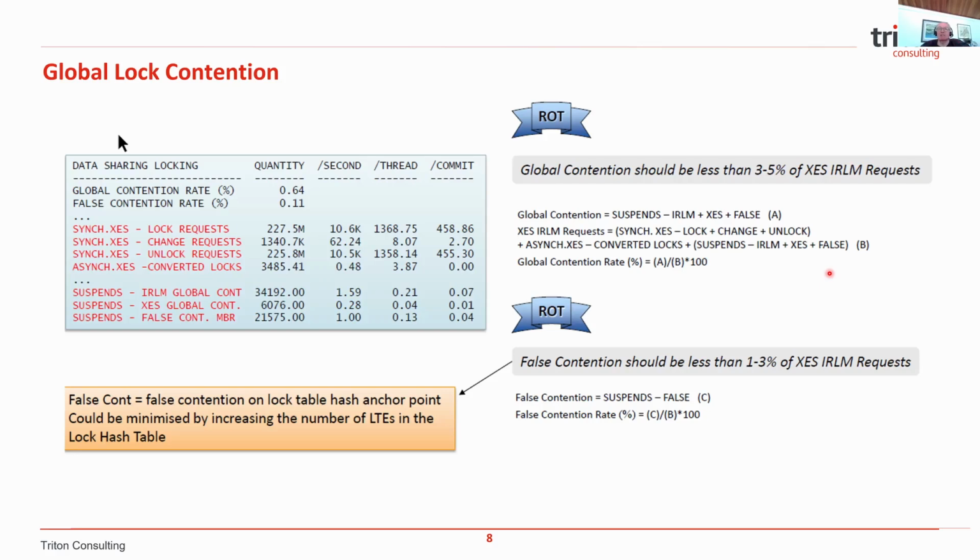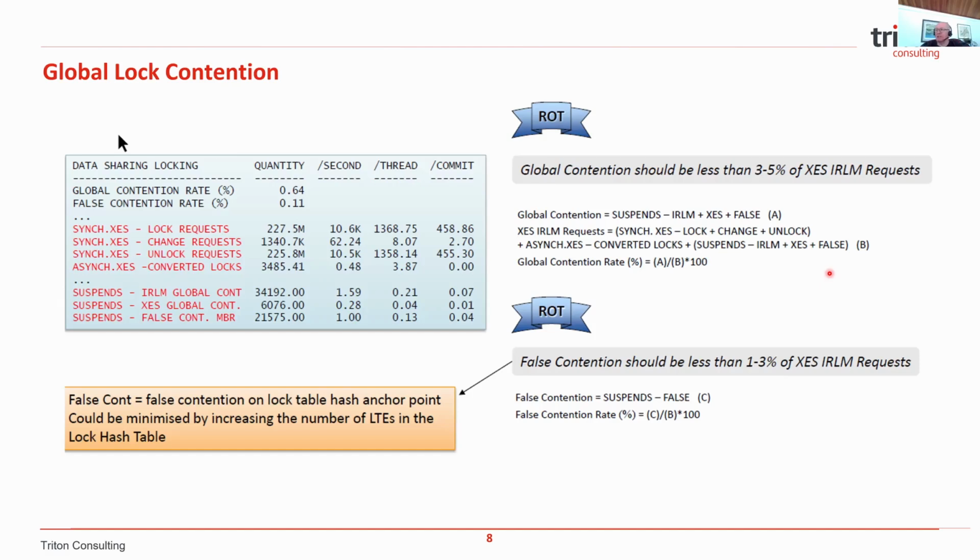IRLM global lock contention is true application level lock contention. XES global contention is really a form of false contention simply because the system lock manager, which is called XES, inside z/OS, only understands a limited number of lock states, and therefore you can end up with some false contentions. And the last one, the false contention counter, is when you truly have false contention, when you have different resources, different pages, different rows, whatever, landing on the same lock table entry.